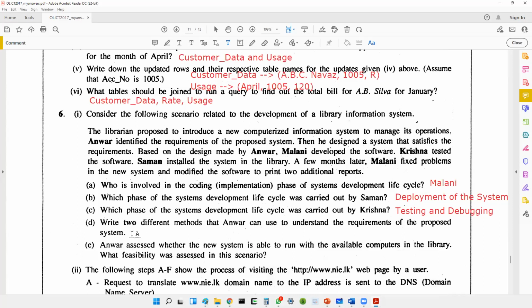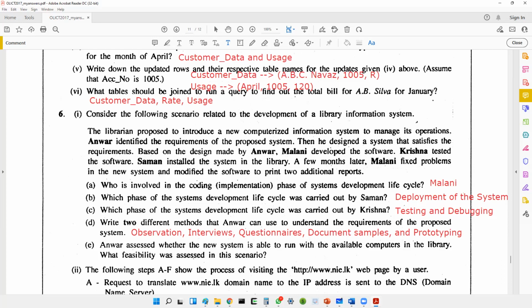So we can have observation, interviews, questionnaires, document samples, and prototyping. So these are the answers, prototyping.